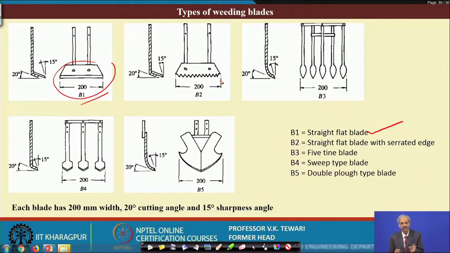Now, this serrated type helps us in entangled weeds. It is to clear and shear off the weeds. It has a 15 degree sharpness angle and a 20 degree cutting angle. So, each has been maintained by that. Now, here there are 5 tine blades. There are 5 tines of blades.